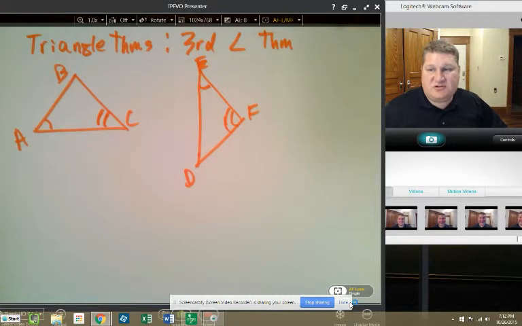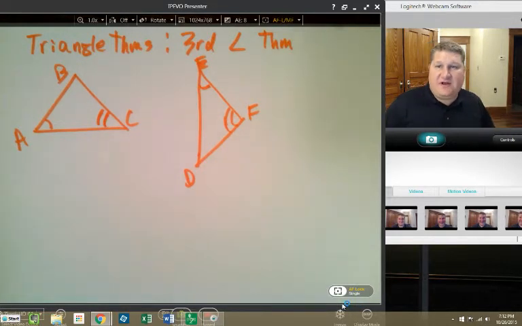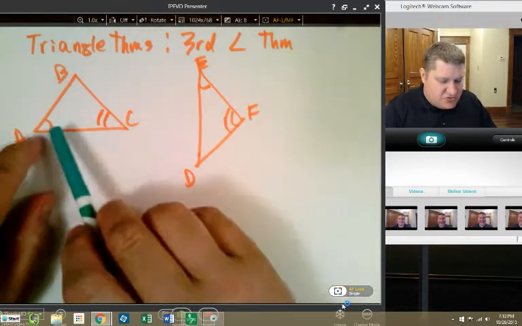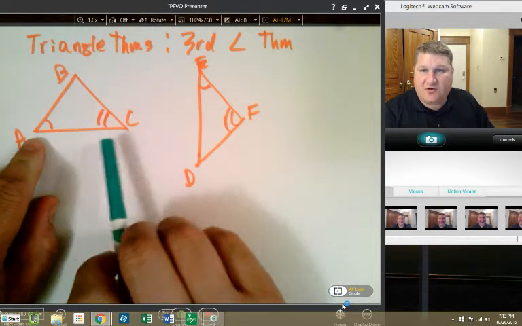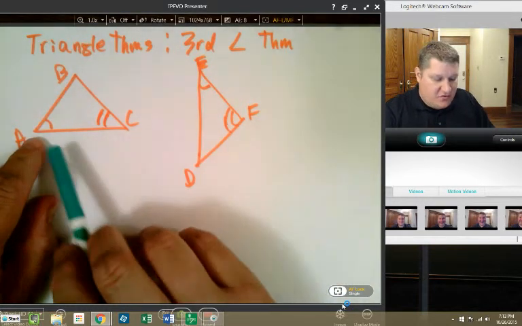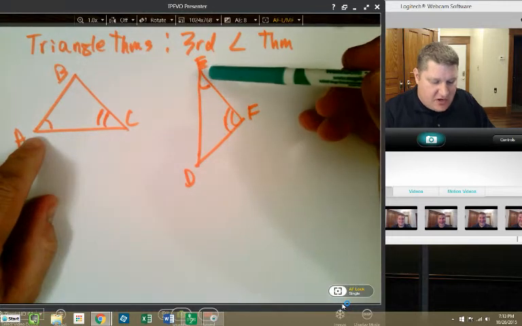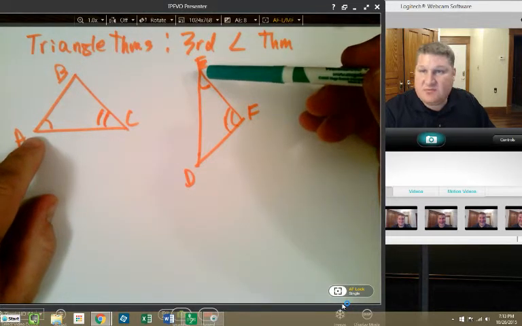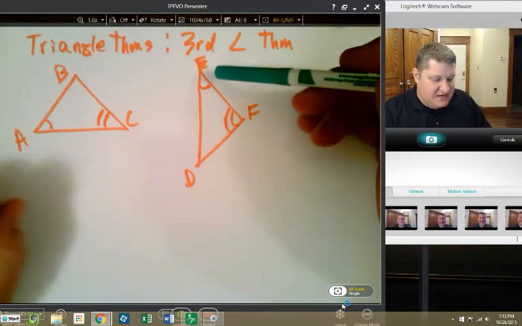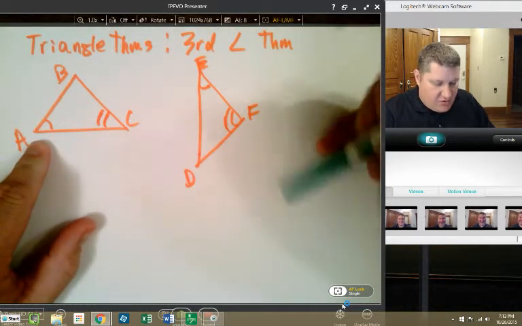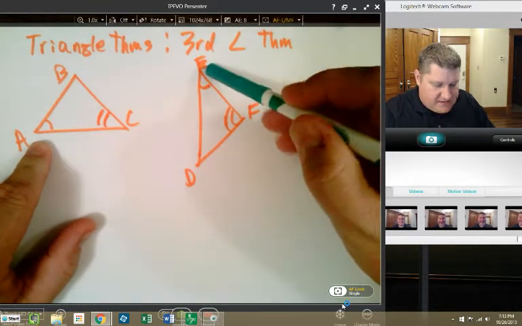Okay, ladies and gentlemen, let's talk about the third angle theorem. The third angle theorem says that in any two triangles, if I'm given that two angles are congruent to two angles in another triangle, then the third angle between them is congruent. So for example, A is congruent over here to, well, E.